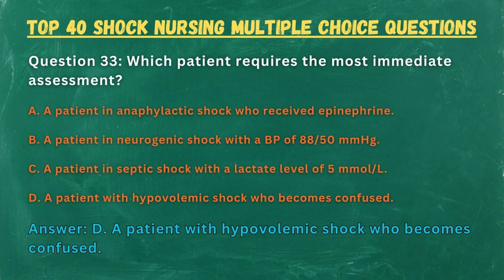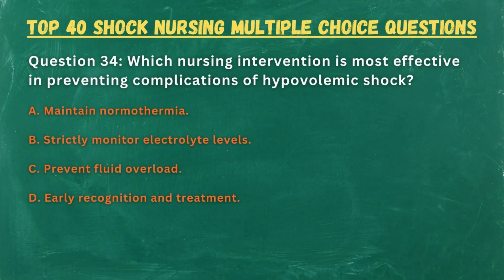Answer: D. A patient with hypovolemic shock who becomes confused. Question 34. Which nursing intervention is most effective in preventing complications of hypovolemic shock? A. Maintain normothermia. B. Strictly monitor electrolyte levels. C. Prevent fluid overload. D. Early recognition and treatment.